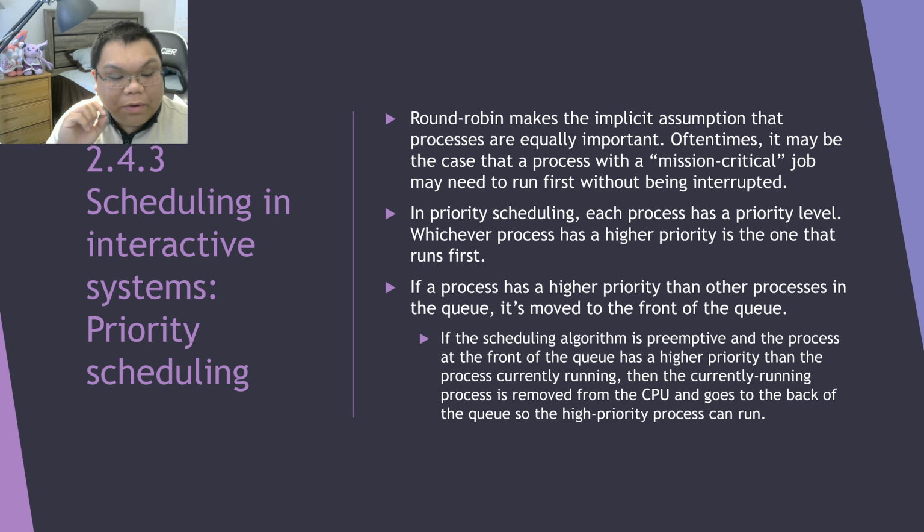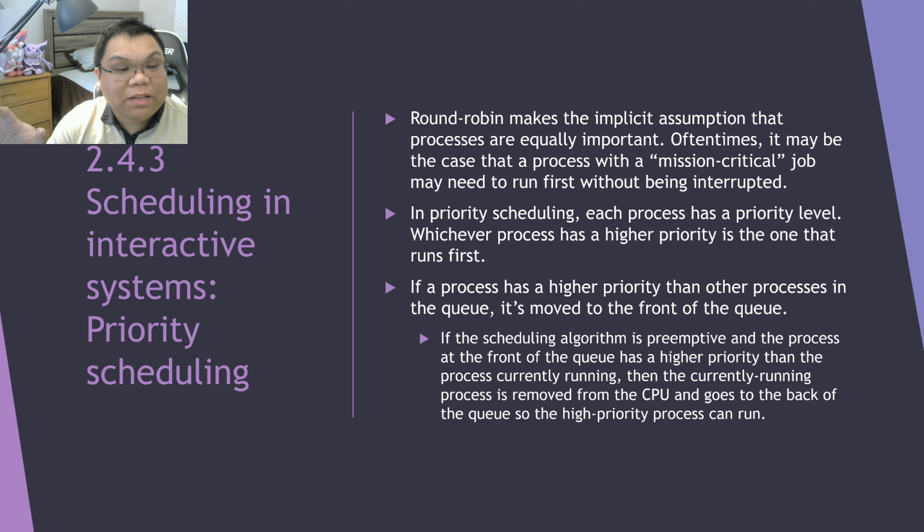Really, I don't like how the book talks about priority scheduling, so I'm gonna base it off of the other book. So basically, if you can imagine round robin, and all of these processes have the same priority.